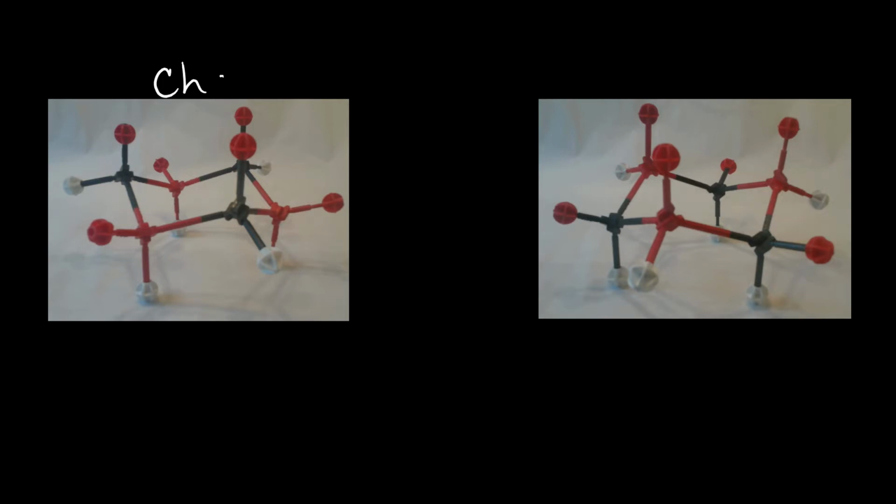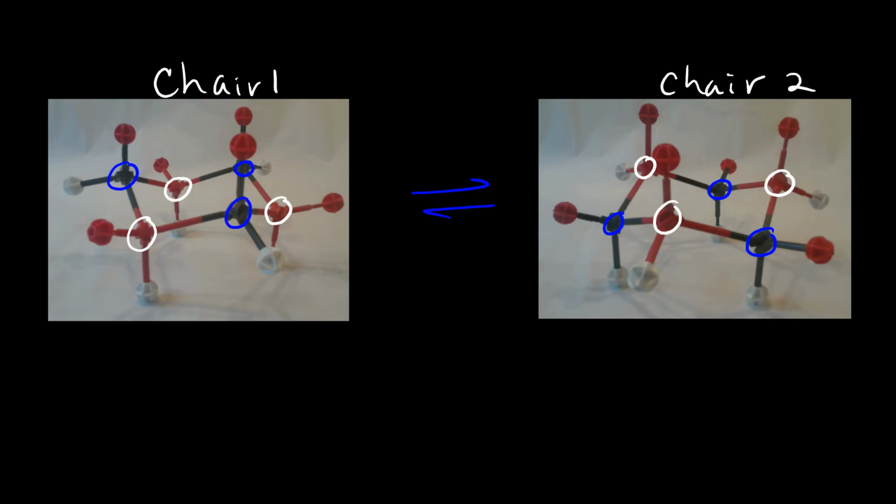Something that I want you to notice going from chair 1 to chair 2 is that if you look at the carbons that are red in chair 1, they're all kind of in the down position. And if you look in chair 2, those same carbons are pointing up. If you look at the black carbons on the left, they're pointing sort of up, and in chair 2 on the right, they're pointing sort of down. So it seems like when it flips from one chair to the other, all the carbons that were up go down and all the carbons that were down go up. And indeed, that is what happens.